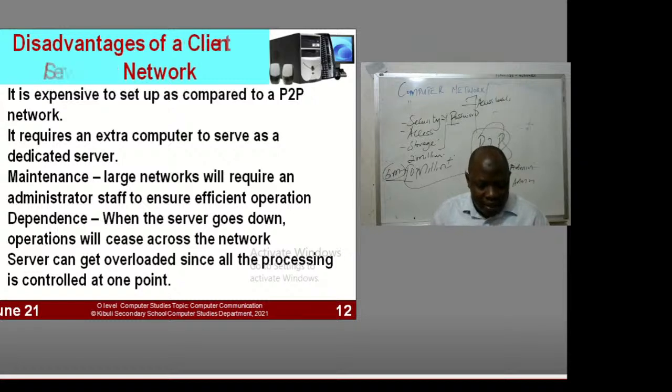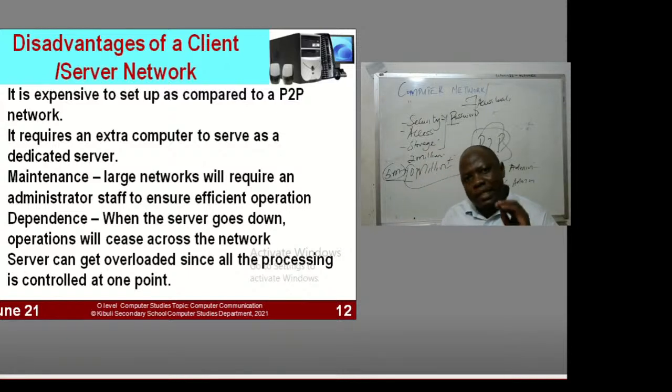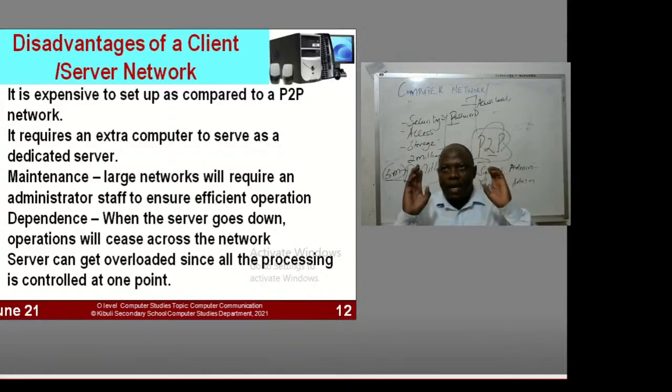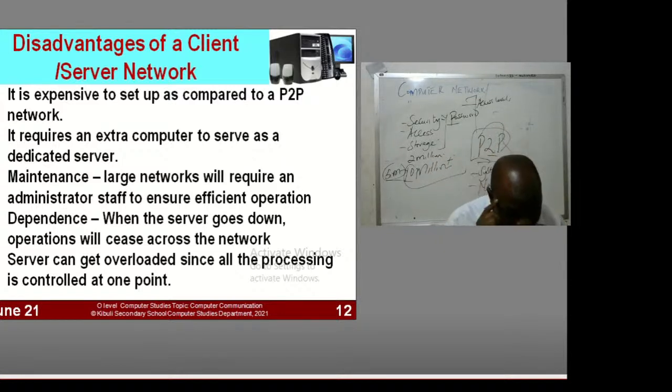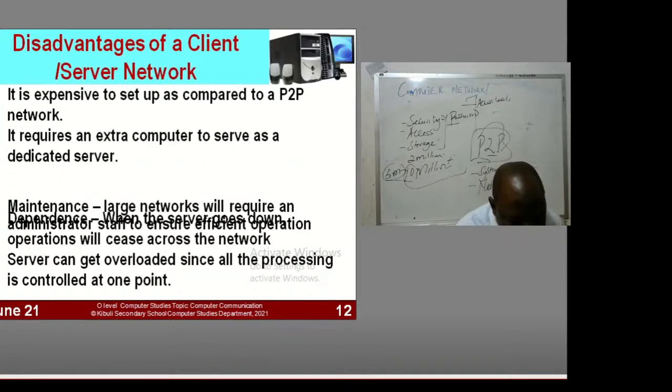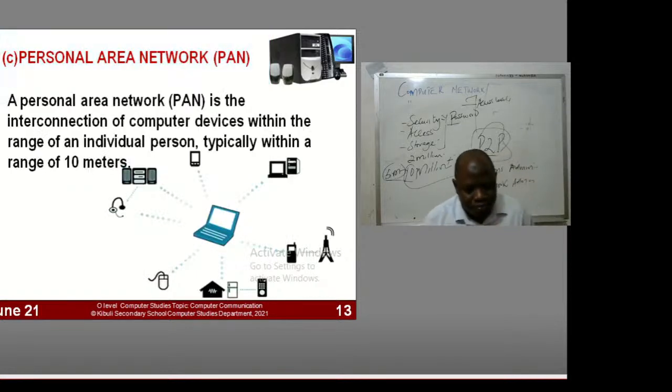Next, we look at the disadvantages of what we call a client-server network. It is expensive. We have seen that. Then next, we have seen all these ones. And then let us look at C.